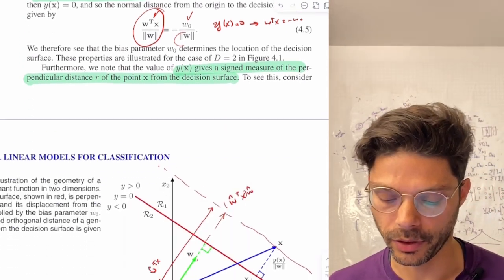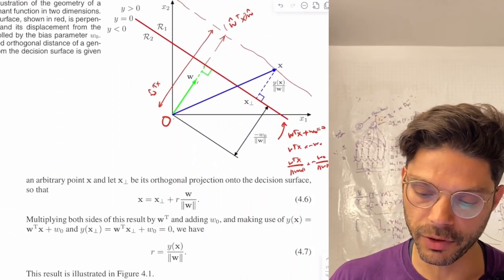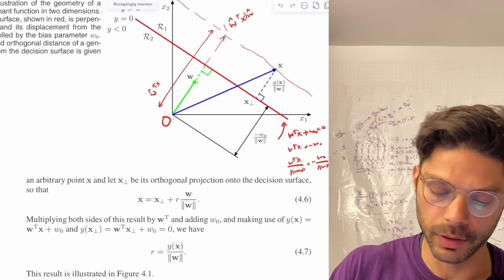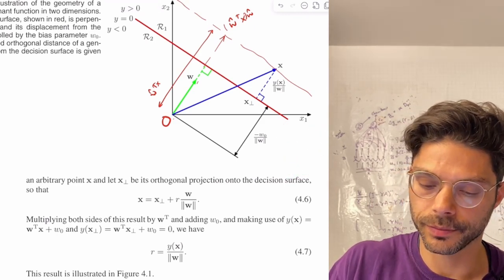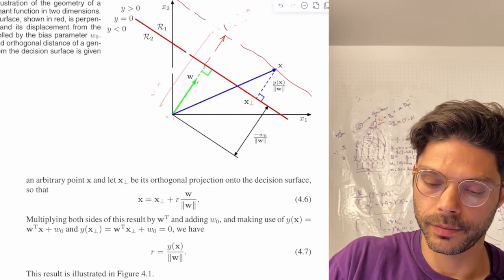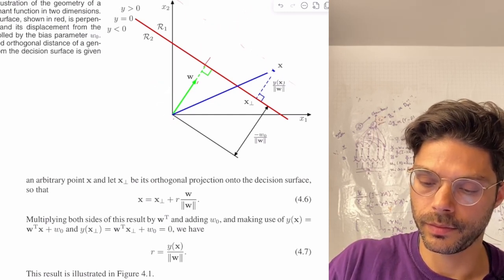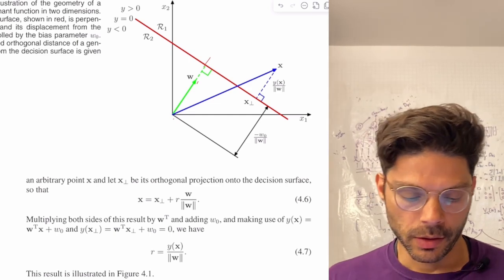It's a very cool property. Okay, so to see this, consider an arbitrary point. So let me delete all this. Oops, let me erase all this before it gets too crazy.